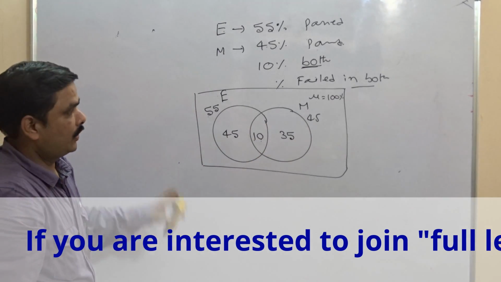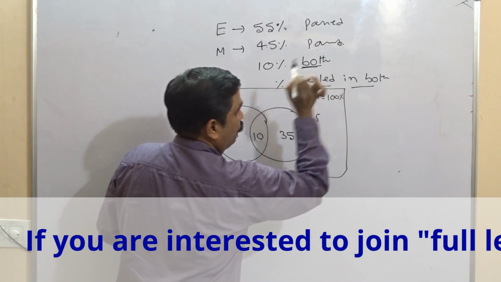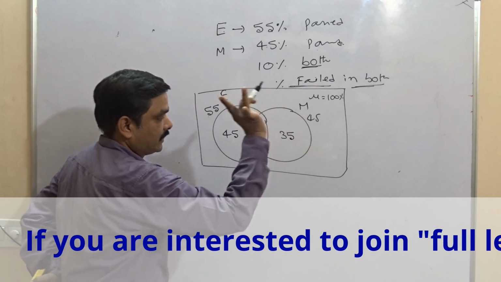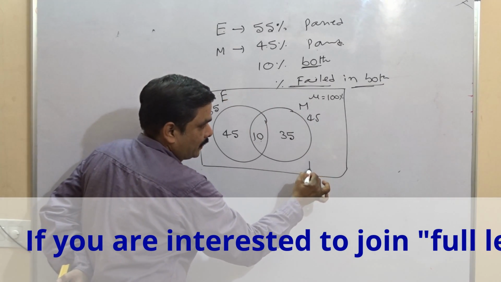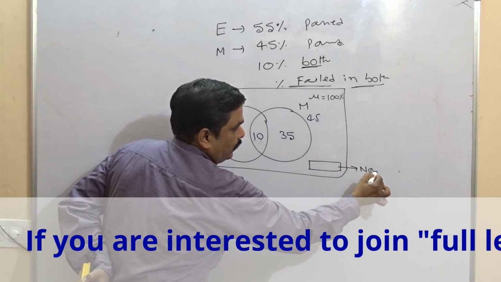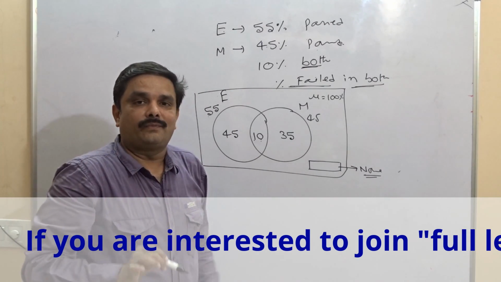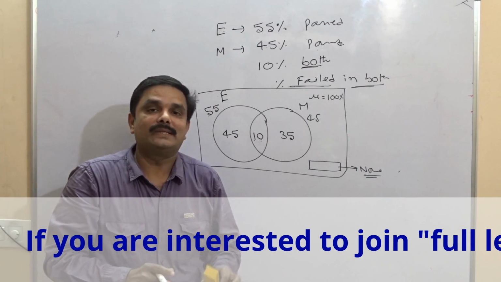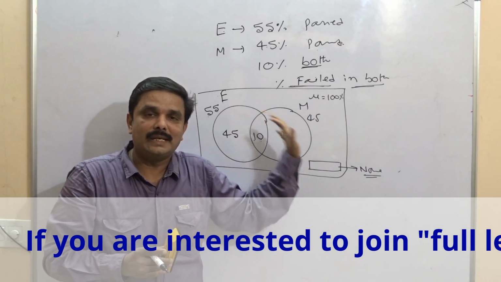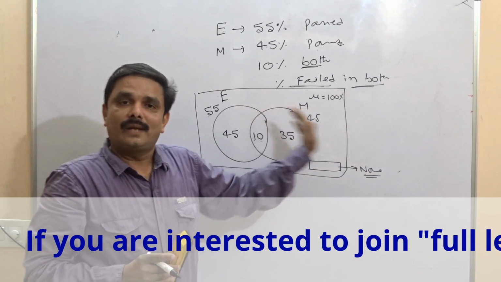Now, what is the percentage of students who failed in both the subjects? Who failed in both subjects means that is equal to this part here. This is called the none part. There is a separate chapter for you by name data analysis. In data analysis, I am going to discuss these questions in a detailed manner. Now, as far as percentage is concerned, let us take this one as it is.